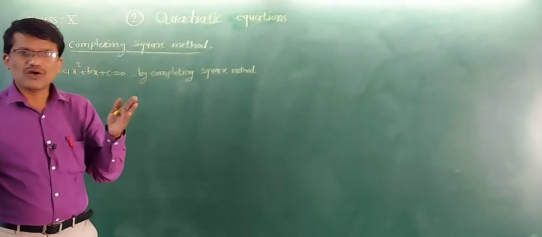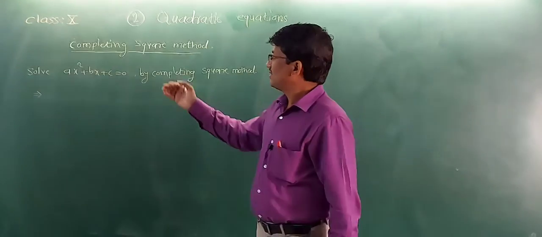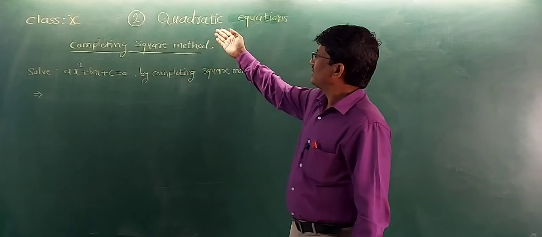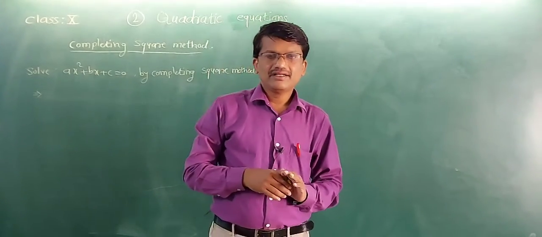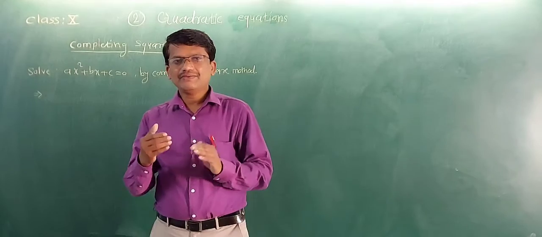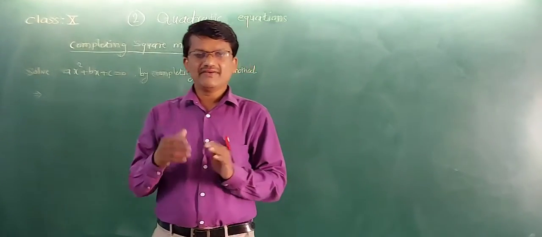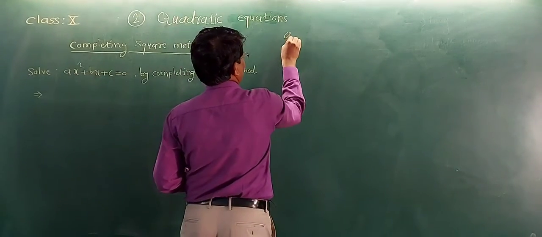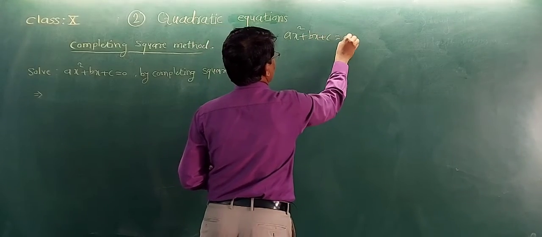Hello, welcome to all. Today we are going to discuss the completing square method in our topic, quadratic equation. In quadratic equation, we know how to solve quadratic equations. A quadratic equation is in the form of ax square plus bx plus c equal to 0.